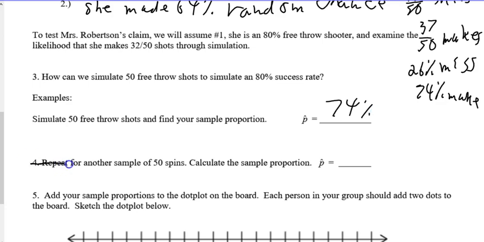We're also not going to do number 4. We're not going to repeat this again. It would just mean going back in and doing it again and getting 50 different numbers. For me, I didn't get that luck. I hit the same number twice in a row today.